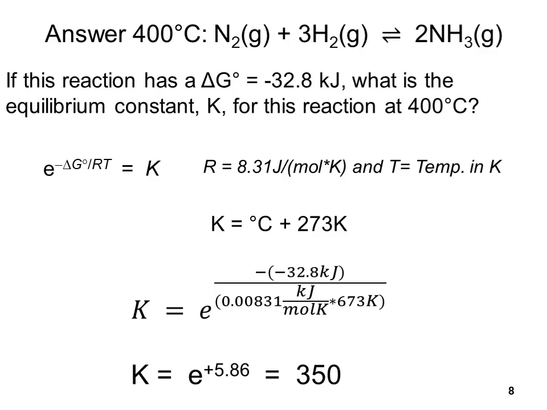Our equation is e to the power of negative delta G over RT. Since it's the negative of a negative delta G, that becomes positive 32.8 kilojoules over our R value of 0.00831 kilojoules per mole K times 673 Kelvin. So all of that is to the power of, so now we have e to the power of positive 5.86, which gives us a K value of 350.